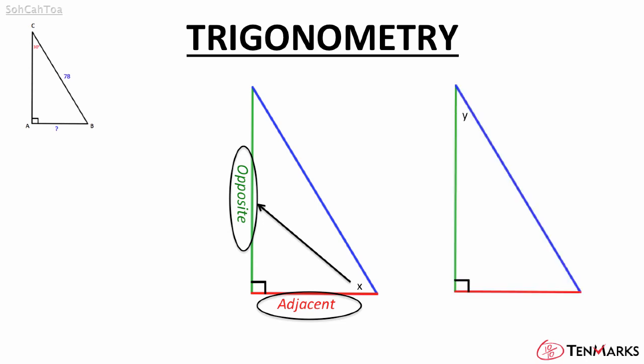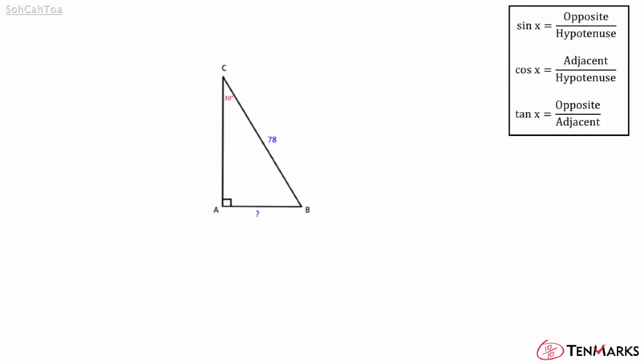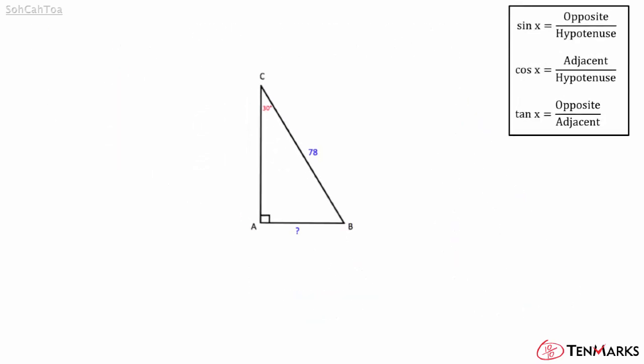Now which sides are adjacent and opposite? The side next to it is adjacent, which would be the green side, and the side across from it, the red side, is opposite. Notice that opposite and adjacent sides are in relation to the angle you are looking at and can change from problem to problem.